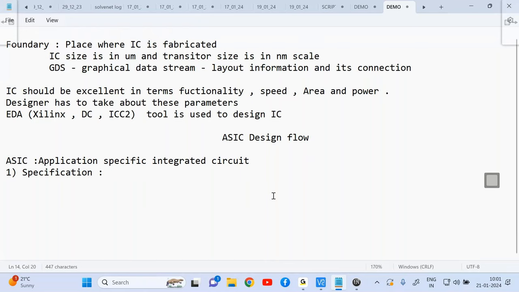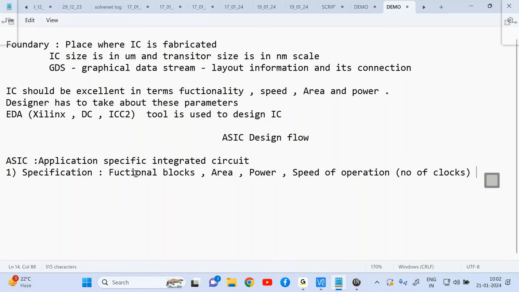So specification includes functional blocks of IC, what functional blocks are required. Area, what is the estimated area? What is the estimated power? What is the estimated speed of operation? Like number of clocks, for each functional block, what clock it uses. So all this information is decided by the specification team. Generally the architecture team is involved, and they generate what blocks are required for the IC, how much area, how much power, what is the speed of operation. Speed of operation means what clock we are giving. Everything is estimated.